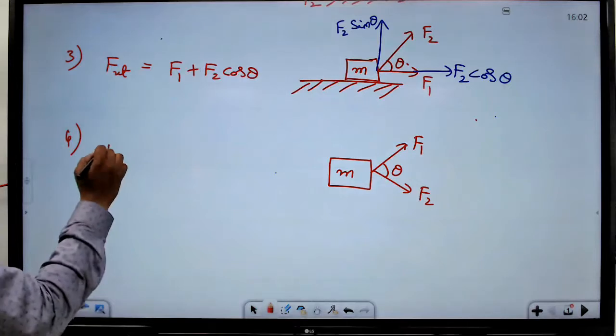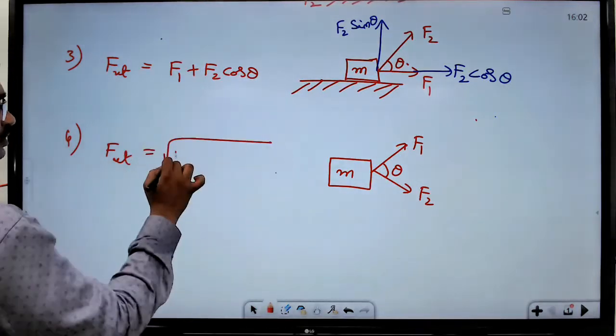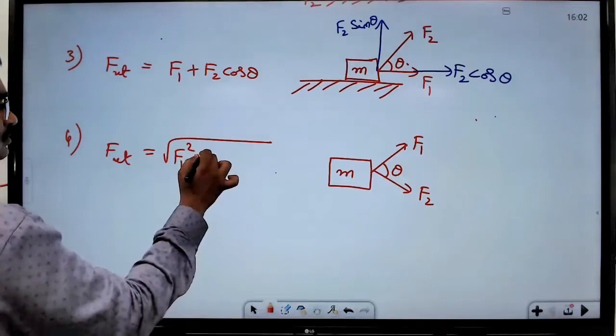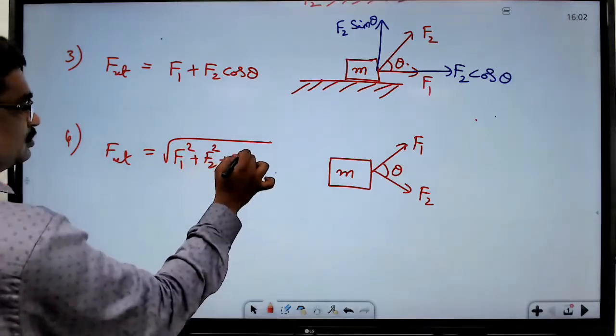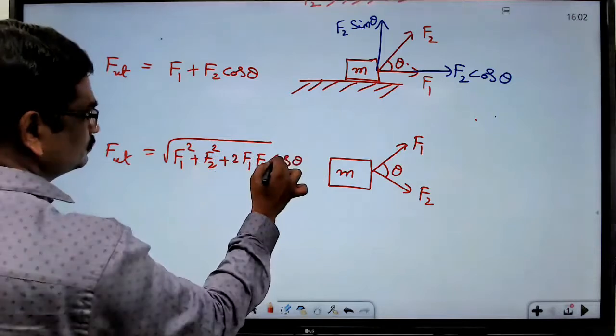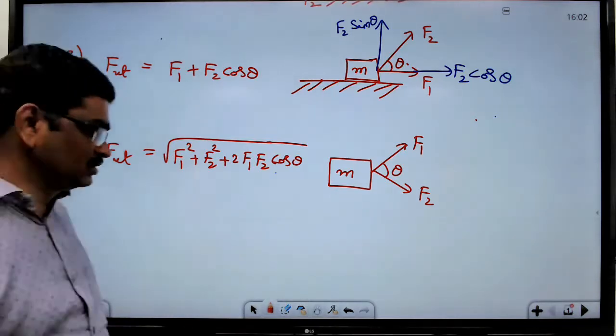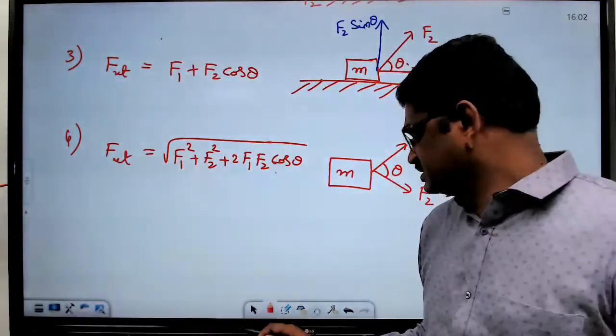Now for this one, the net force is under root F1 squared plus F2 squared plus 2 F1 F2 cos theta. Right, on this first.